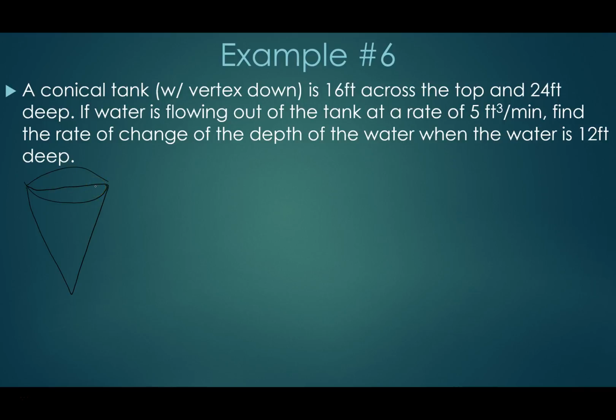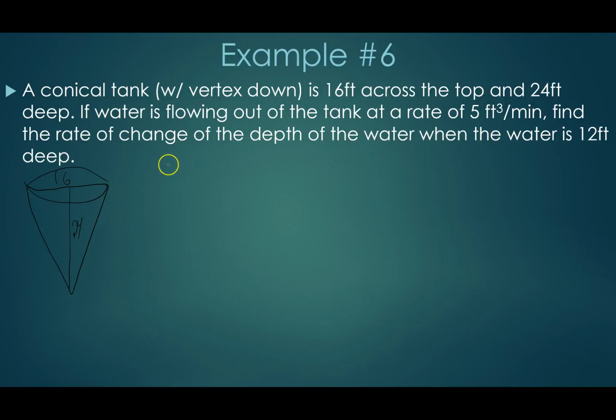Vertex pointing down. There's 16 feet across the top and then 24 feet deep. Water is flowing out of the tank at a rate of 5 feet cubed per minute. Find the rate of change of the depth of the water when the water is 12 feet deep.